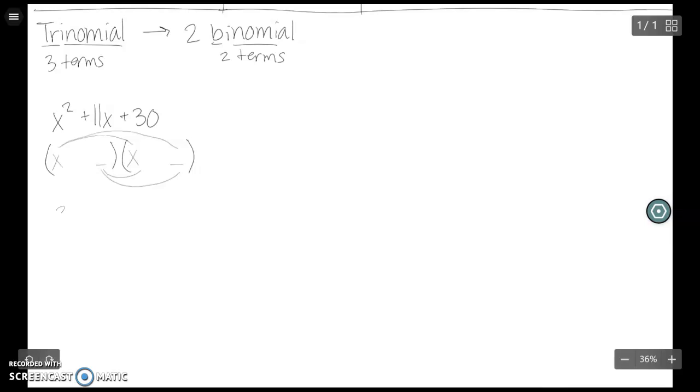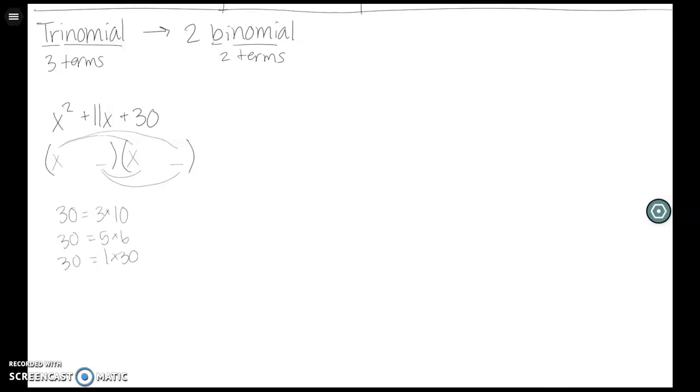So let's think about the numbers that we could multiply together to give me 30. I could multiply 3 times 10. That's a multiplying, not a subtraction. Or I could multiply 5 times 6. Or I could do 1 times 30, right? So now we've got to figure out which one we want to choose.